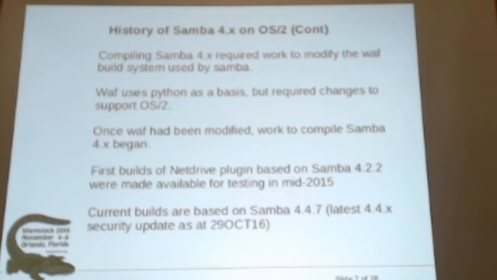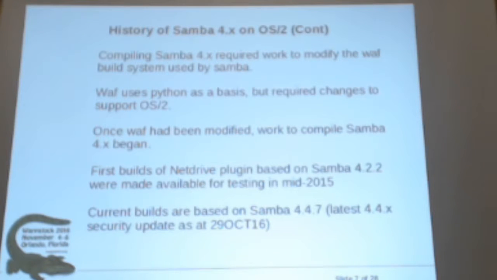As I mentioned, compiling Samba 4 required a bunch of work to modify the WAF build system used by Samba to make it recognize OS/2 and the OS/2 build environment. WAF does use Python, which at least we do have a working Python on OS/2. I was getting some crashes from Python when I first started working with WAF, but was able to patch that within Python. And then once we had WAF modified, I had to start working on compiling Samba.